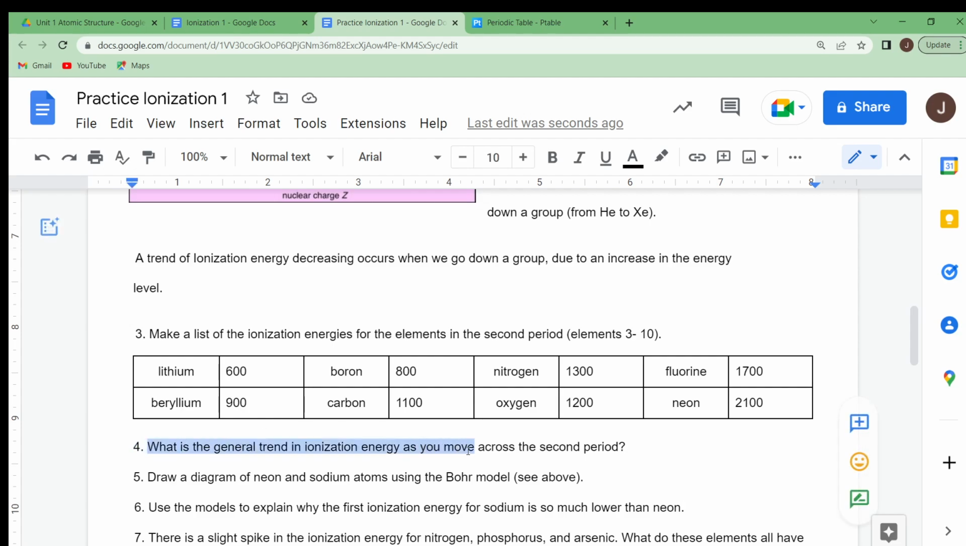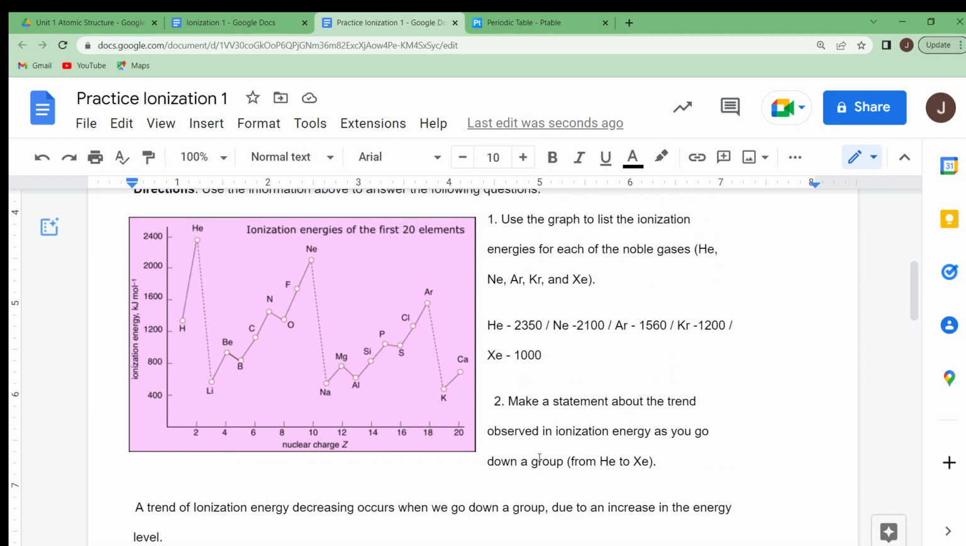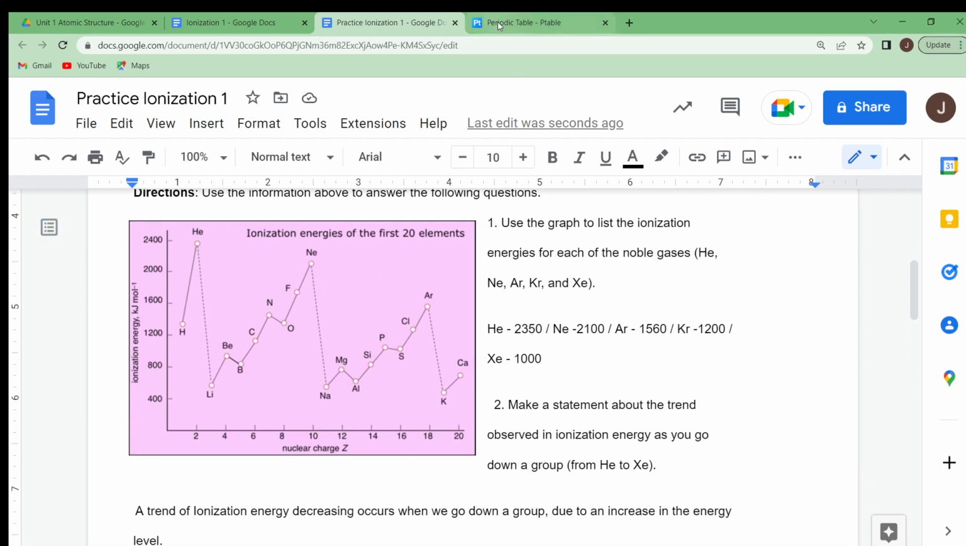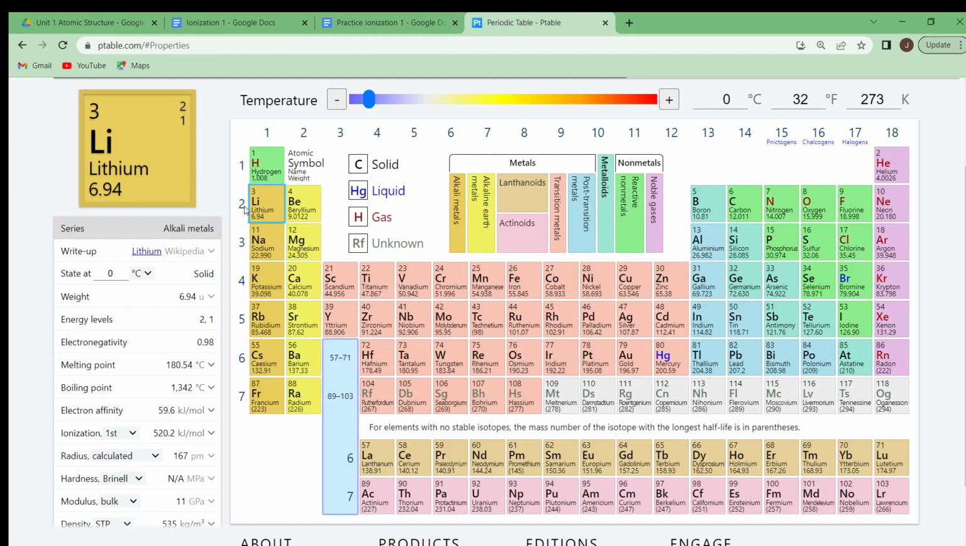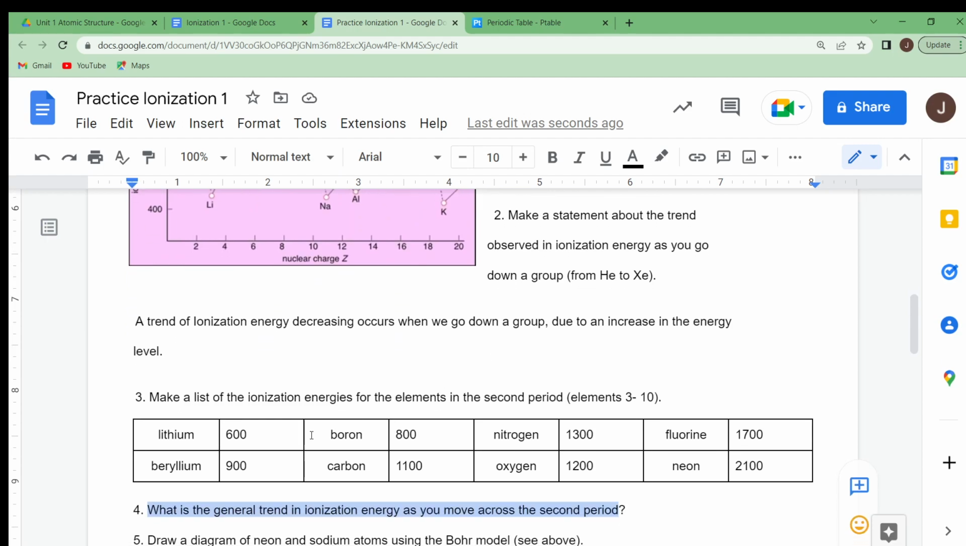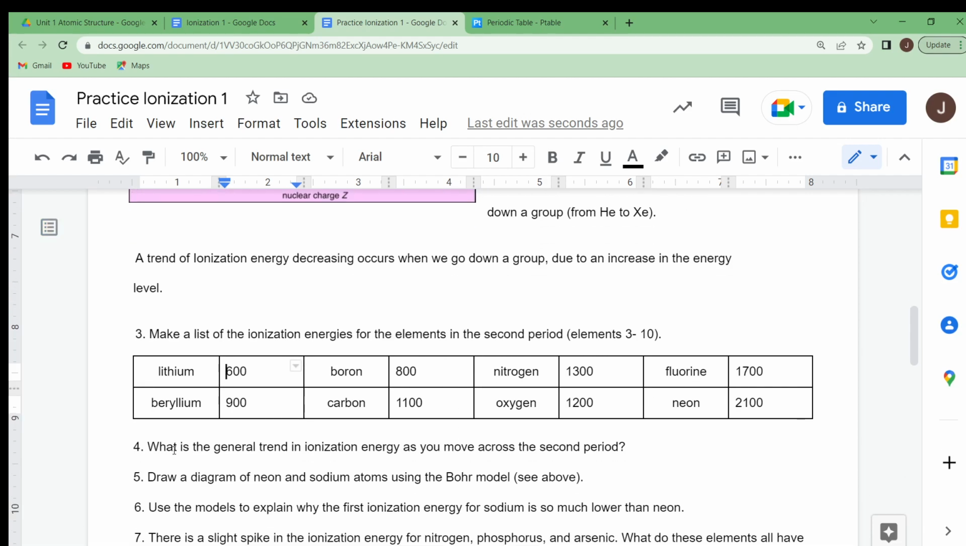Question 4 is asking what's the general trend in ionization as you move across the second period. Okay, and we'll take a look at our periodic table. This row right here is our second period, and we can see that from lithium to neon, in general, as we go across here and our numbers increase, there's a general trend for it to increase. And this is just asking for the general trend.